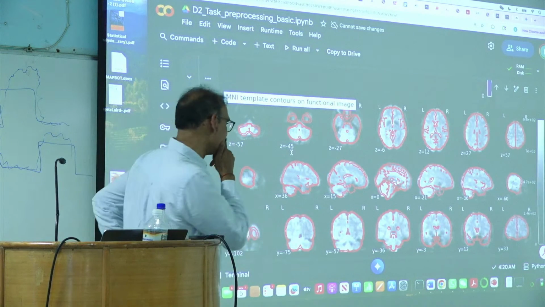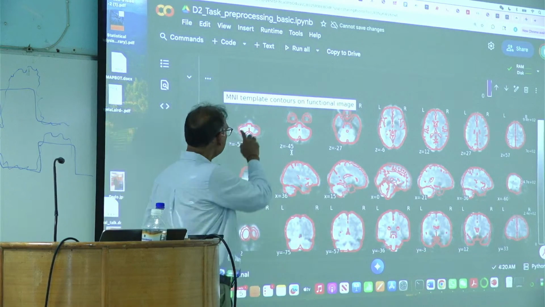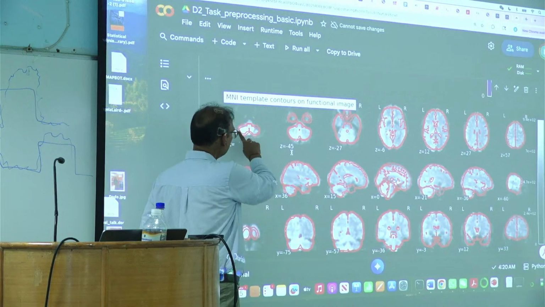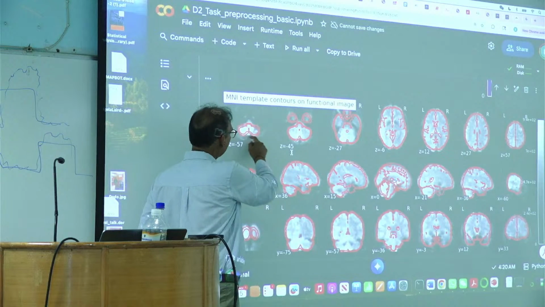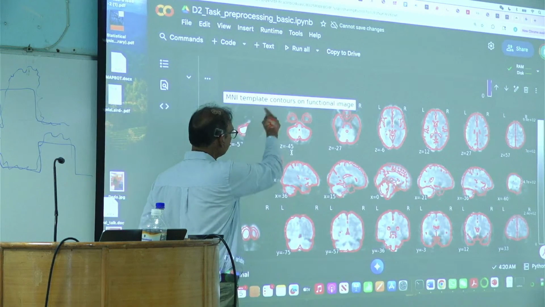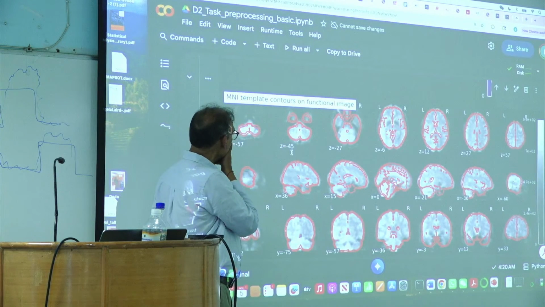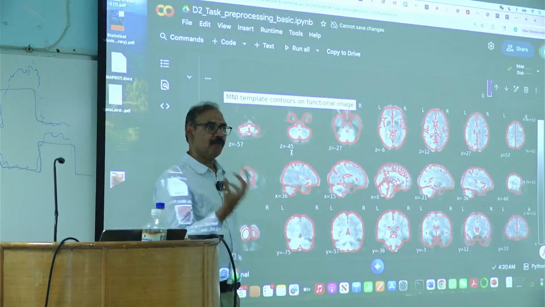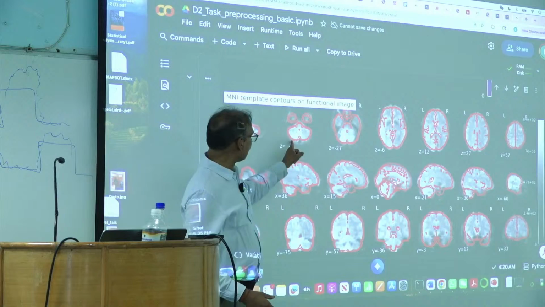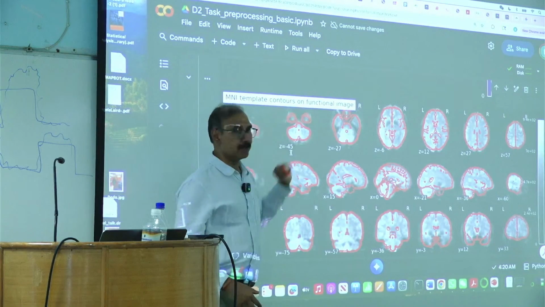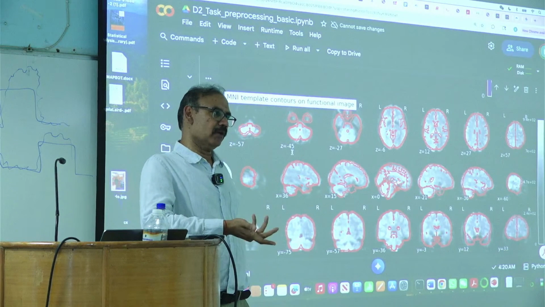Okay, that's good, again, I appreciate you asking. So this tells us that this is the MNI template contours overlaid on my functional data, right? Now, let's say I found some activation here on the edge of the brain. Should I take it as activation or not?